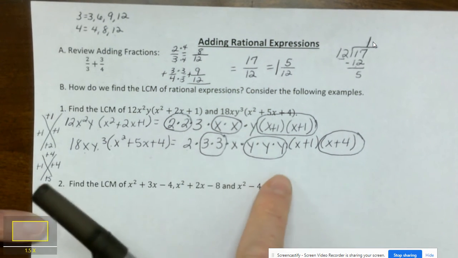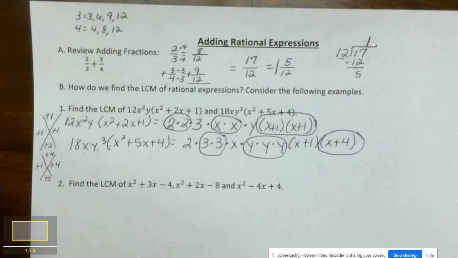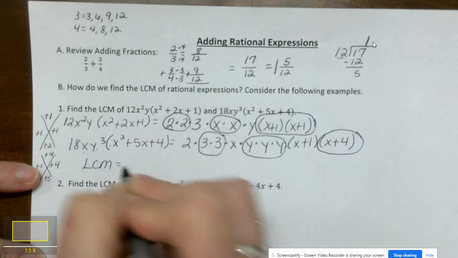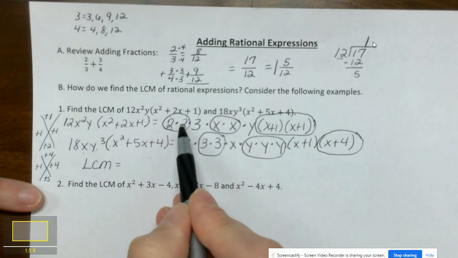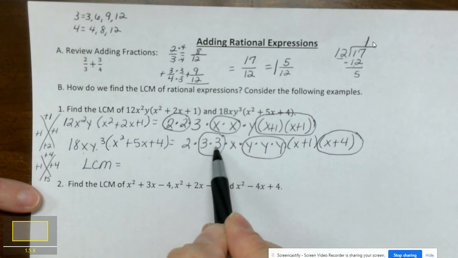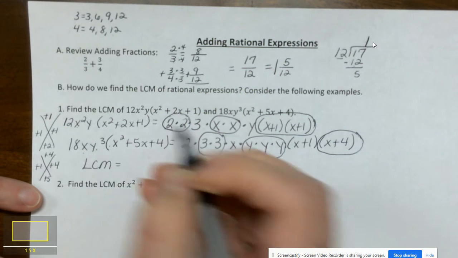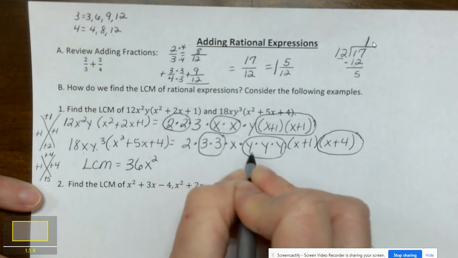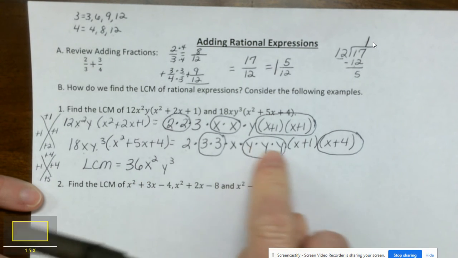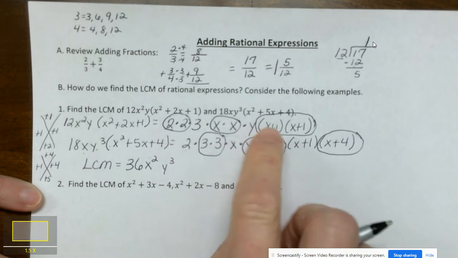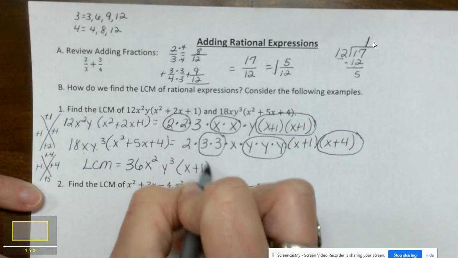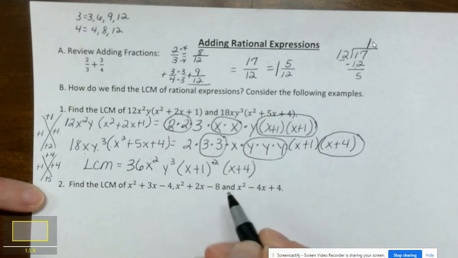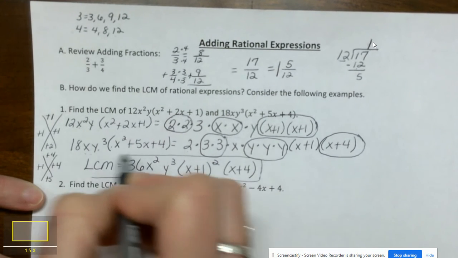So we accounted for every single multiple factor that we had there, and then you have to account for how many you have. So to do your LCM, you're going to put all that together. 2 times 2 is 4. 3 times 3 is 9. So 4 times 9 would be 36. Then you have an x squared, a y cubed, because there's 3 y's, 2 x's. You have x plus 1 twice, so that's going to be x plus 1 squared. And then we have the x plus 4 once. So this entire thing here would be the least common multiple.